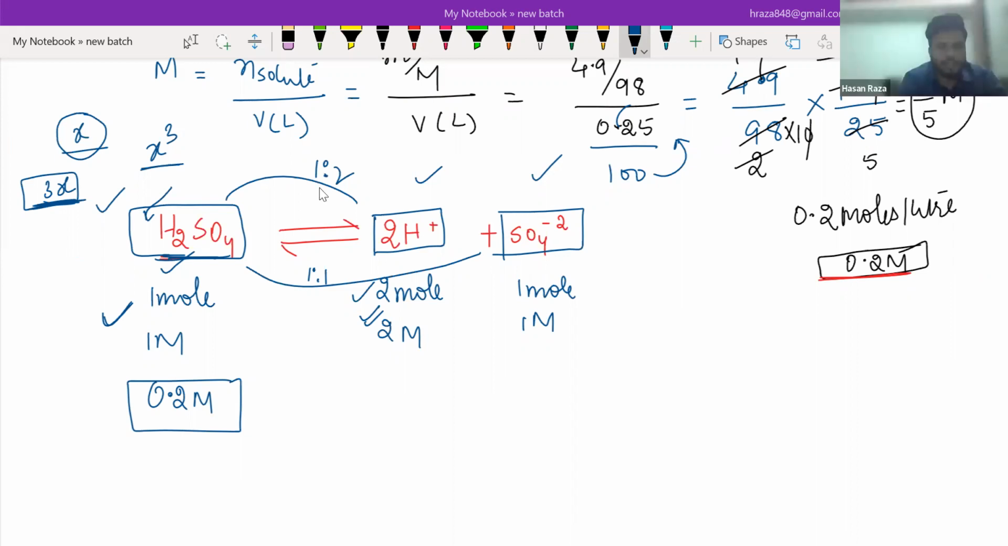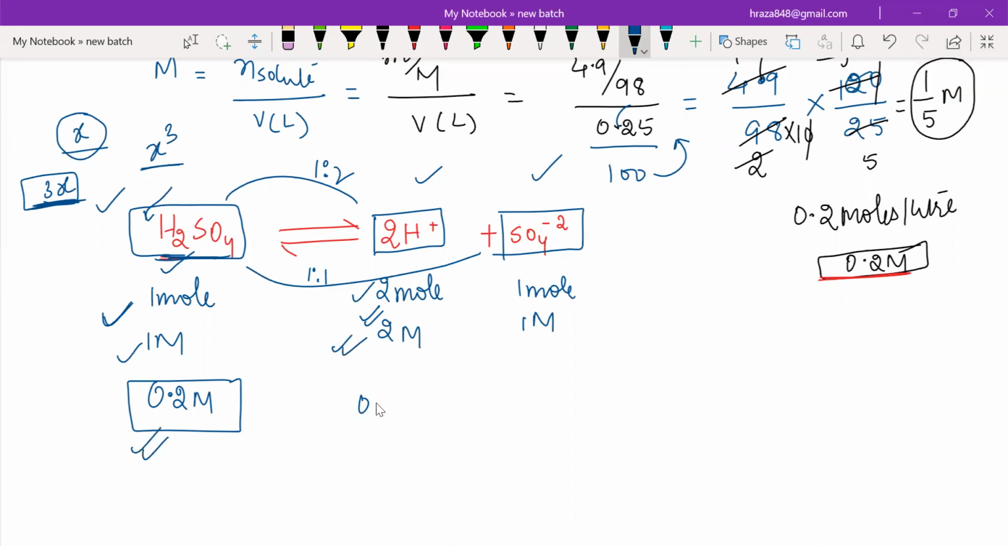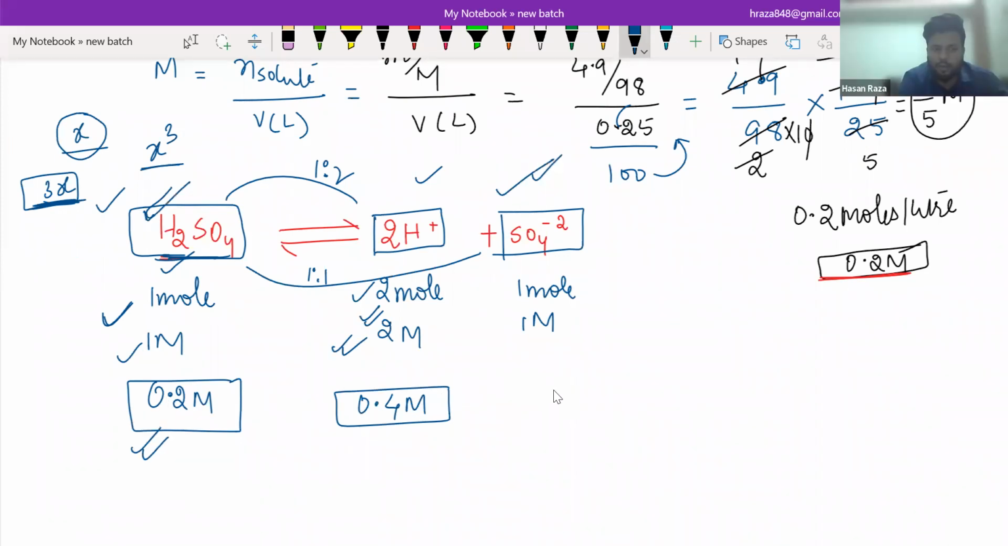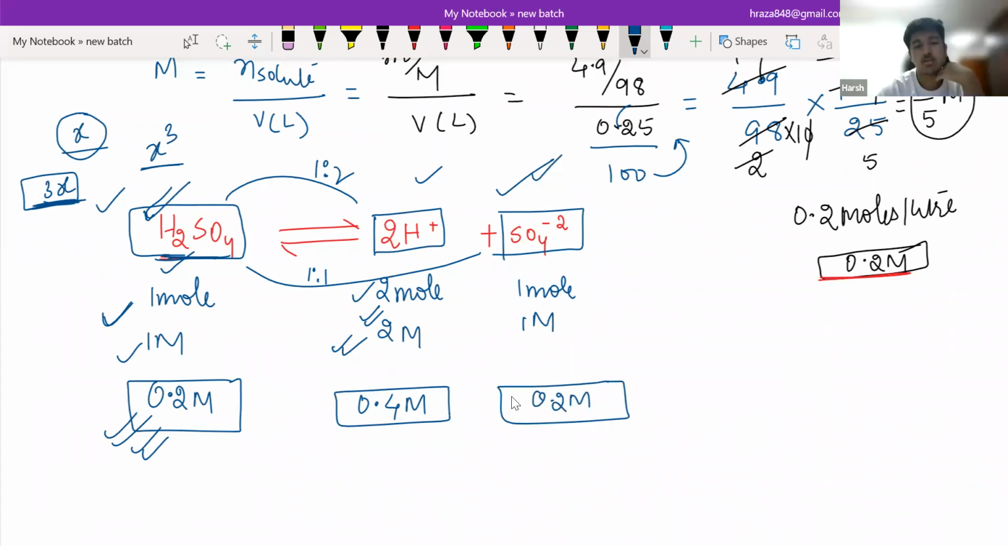You can see 1 molarity will give 2 molarity. Then 0.2 molarity will give double of this, 0.4 molarity, right? Double. And you can see 1 molarity will give 1 molarity. That means 0.2 molarity will give 0.2 molarity. So finding the molarity of ions is very easy: you can easily calculate the molarity of ions by dissociating H2SO4 into ions and balancing it.